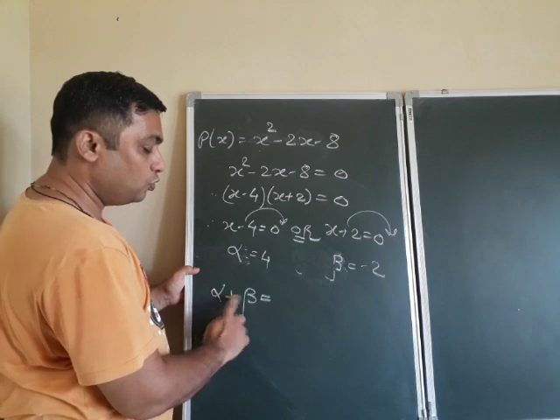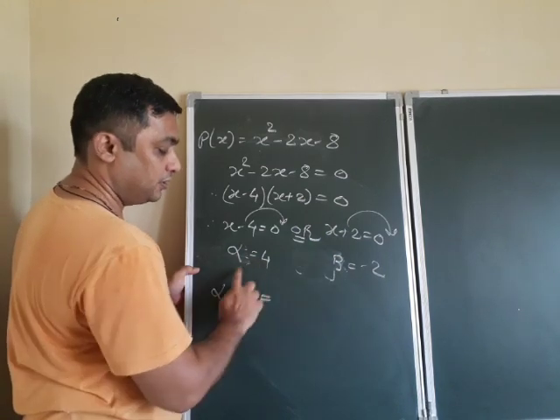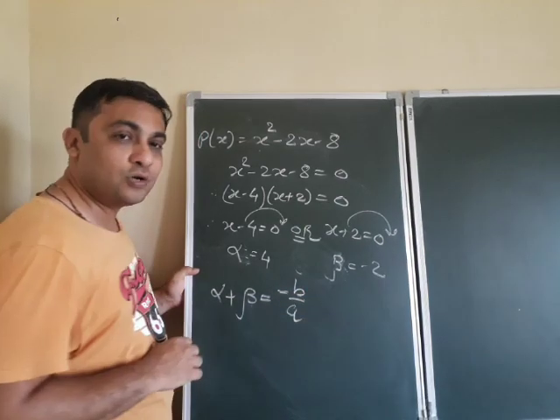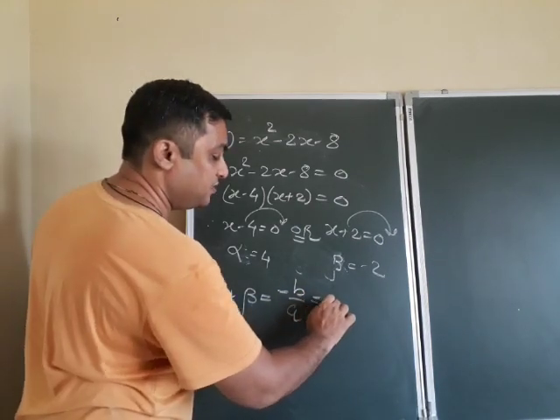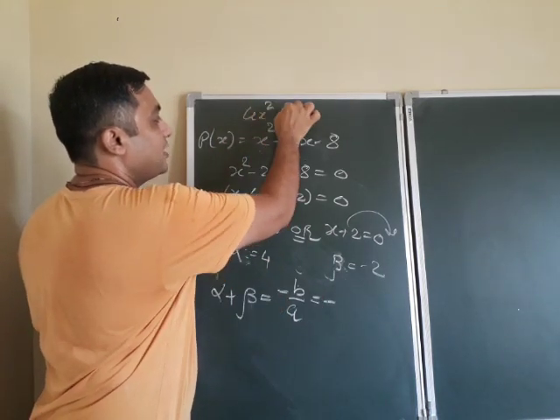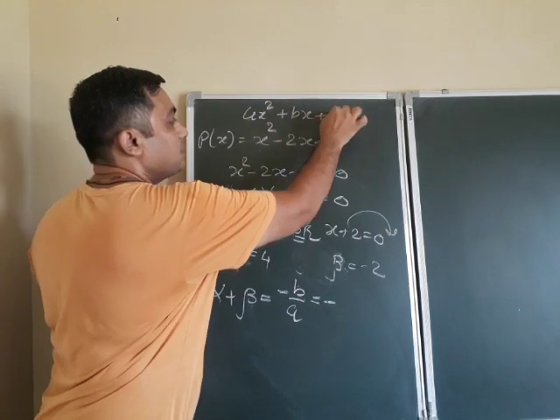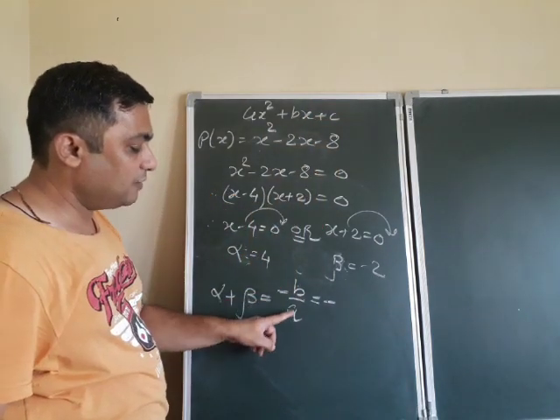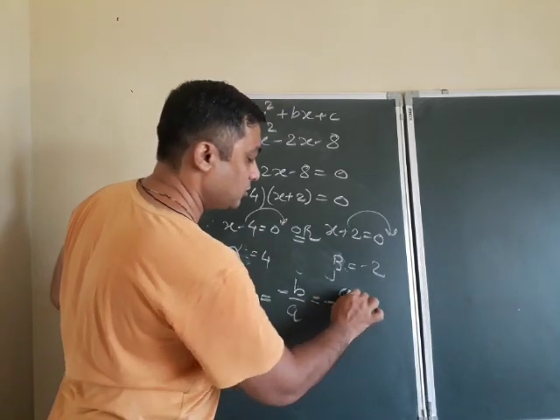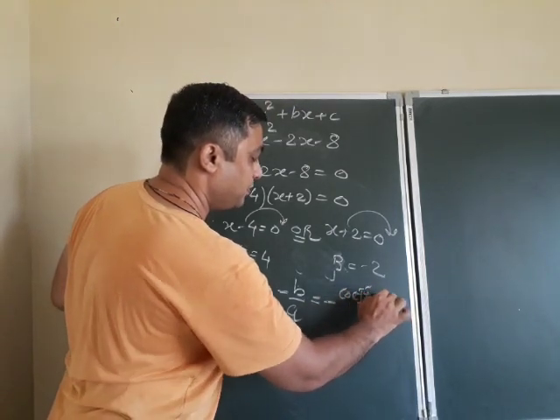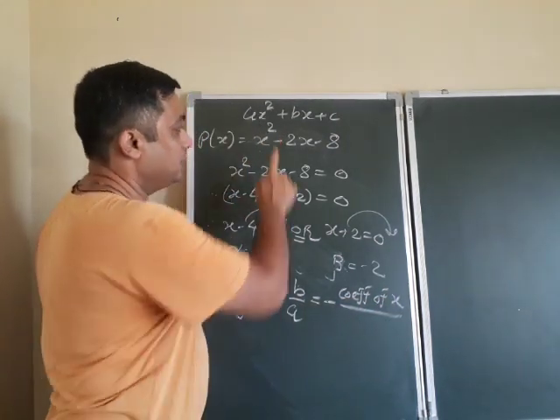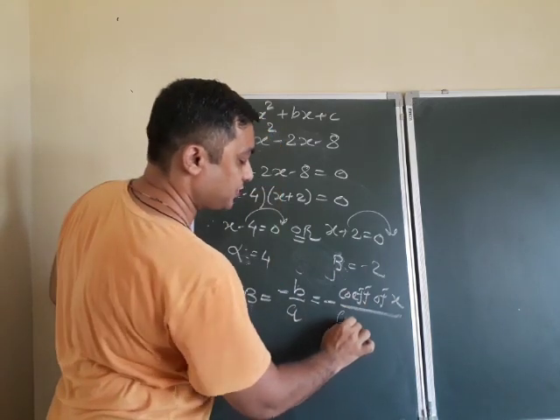Now the summation of the two roots, alpha plus beta, I have given the formula. Alpha plus beta is equal to minus b by a. If you compare with the standard equation, ax square plus bx plus c, you know what b is and what a is. b is the coefficient of x, and a is the coefficient of x square.